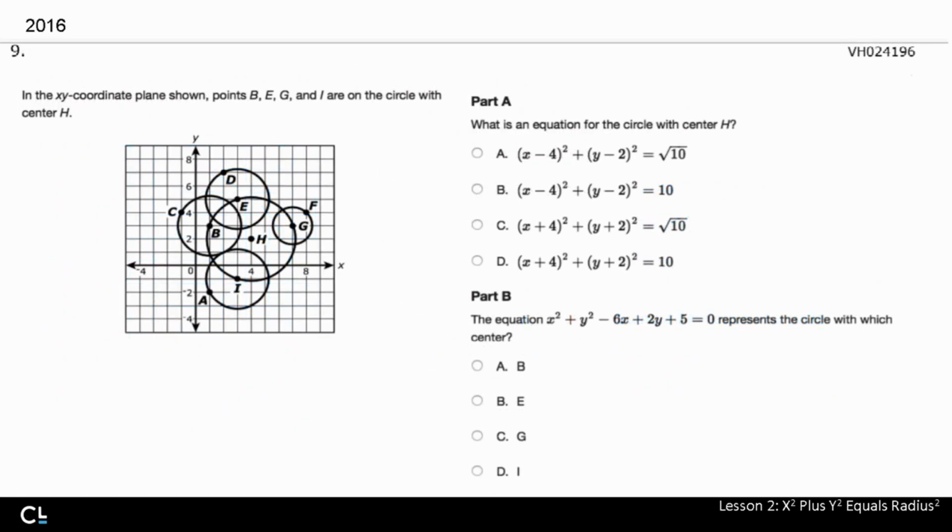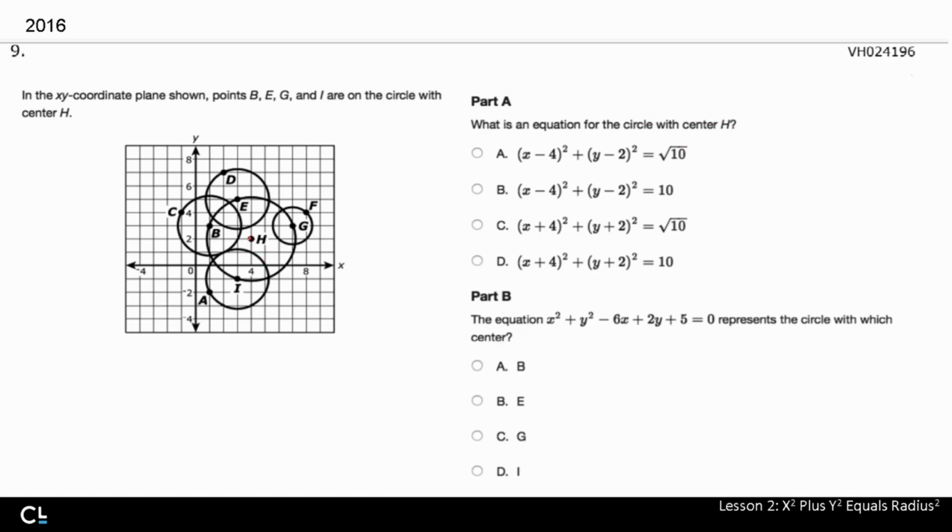All right, so on our next slide, we have a question that is actually coming from a state test, right? So it says in the XY coordinate plane shown, points B, E, G, and I are on circles with the center H, right? So H is our main circle, but all these points on that circle also have circles, right? They're trying to confuse you in this picture, but all we want to do is focus on this circle H here. And it says, what is the equation for circle H with the center H, right?